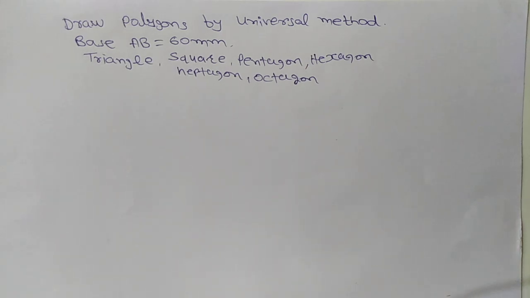This video is about drawing polygons by the universal method. Here we have to take base AB equal to 60 mm. Polygons like triangle, square, pentagon, hexagon, heptagon, and octagon you can draw by the universal method. First of all, you have to draw line AB, which is 60 mm.